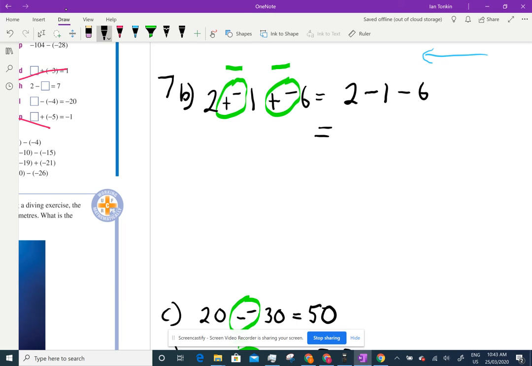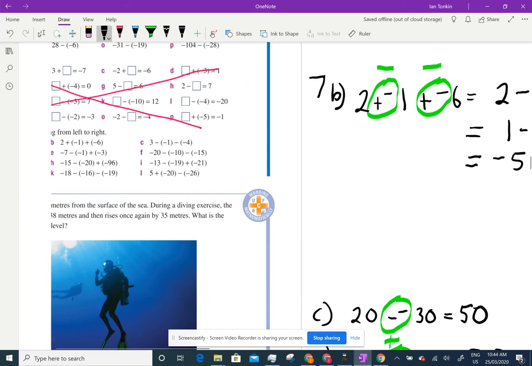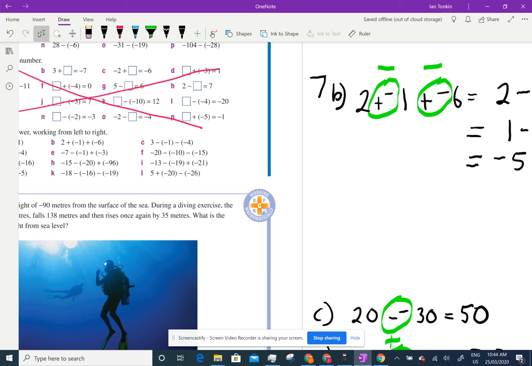Well, 2 minus 1, do that first and you get 1. 1 minus 6, it's 1 degrees, it goes down 6 degrees, negative 5. I'm just going to check that one. So what was that? 7B, and the answer is negative 5. Beautiful.